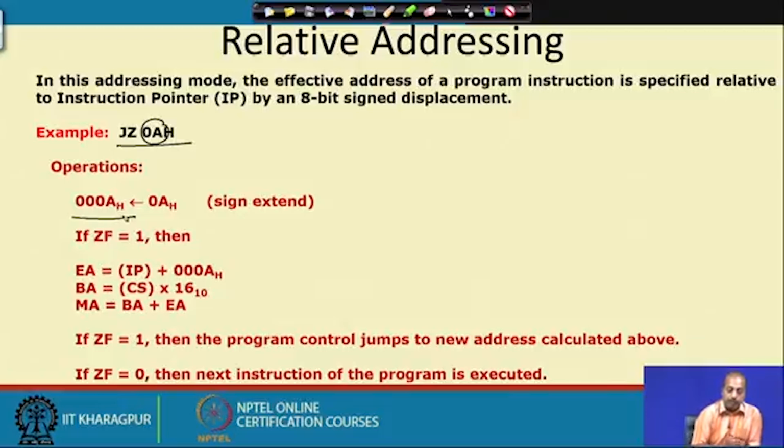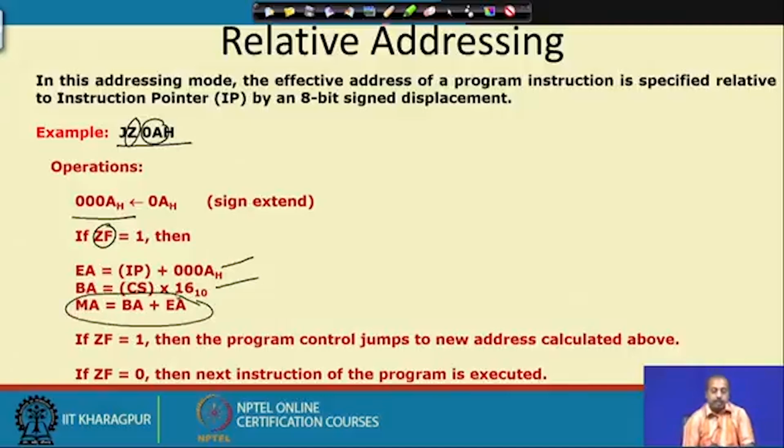Now, this is jump on zero, so it will check the zero flag. If the zero flag is equal to 1, then the effective address will be IP plus this extended value 000A hex. Base address is CS times 16, which is good for any code segment access, and then the memory address will be BA plus EA. That will finally be the memory location. If the zero flag is 1, the program control will jump to this particular address, and if the zero flag is 0, then it is as if the instruction is not there, so it will execute the next instruction in the sequence.